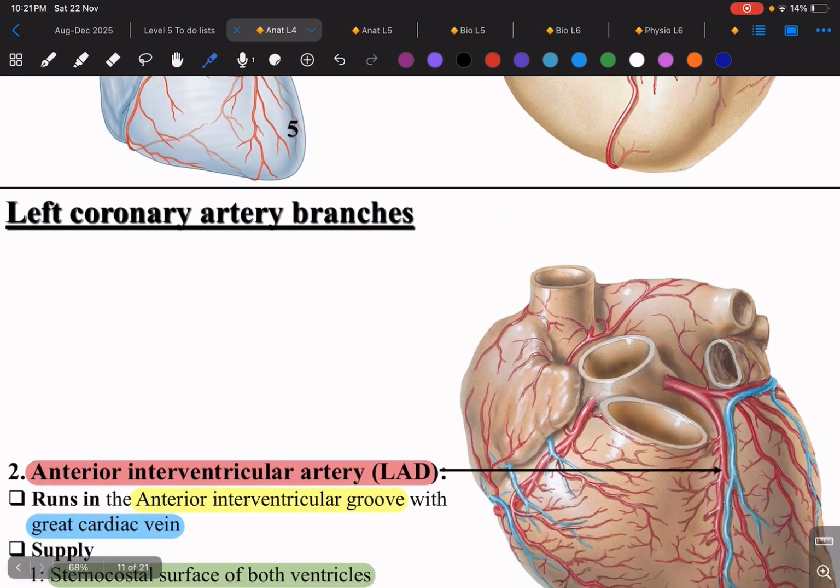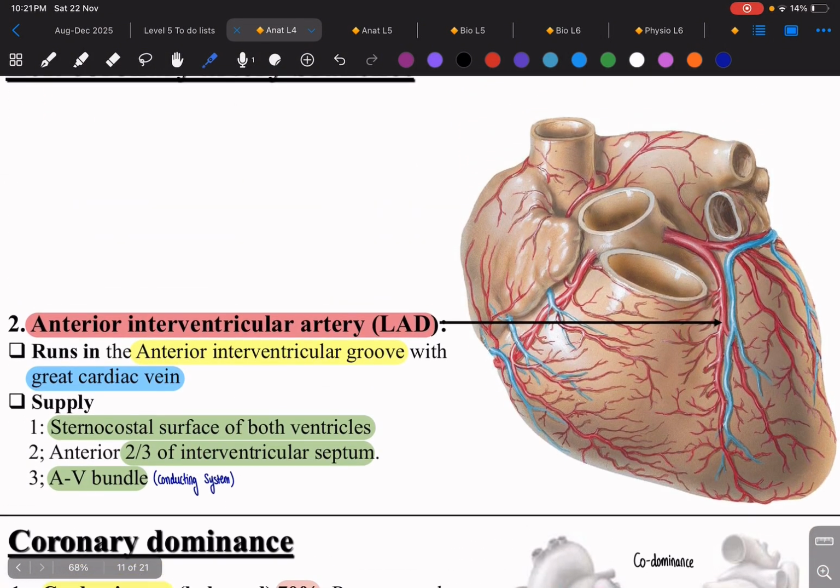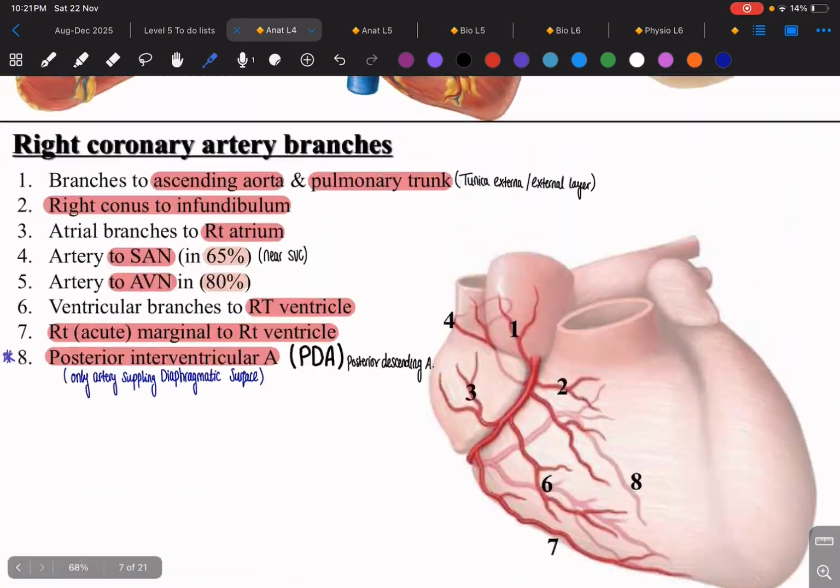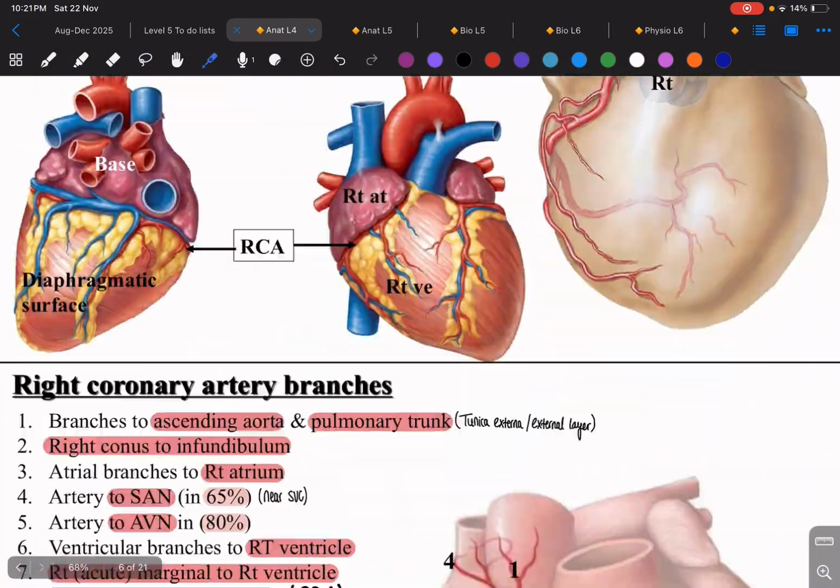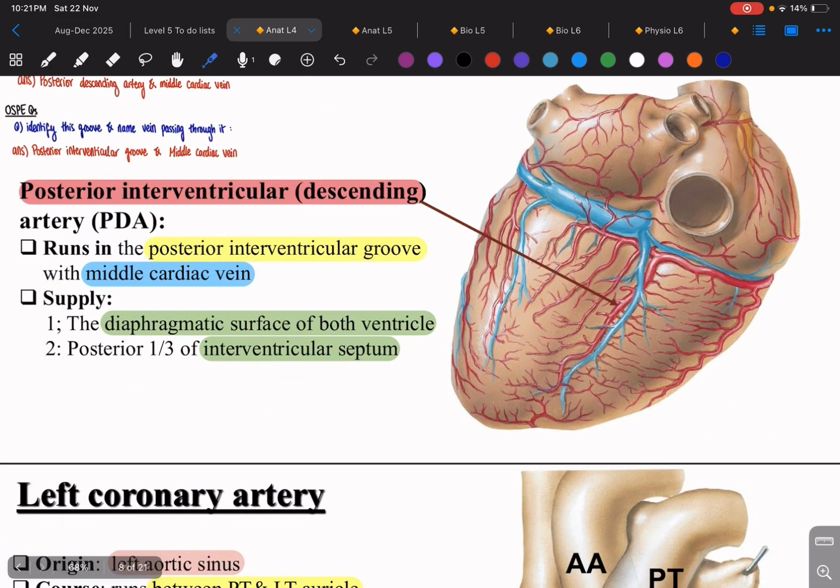Let's move to the second branch, which is the LAD, also known as the anterior interventricular artery. Now, the anterior interventricular artery: here in the posterior one, if you remember, we said, where is it? Here. We said the posterior one is the PDA, posterior descending or posterior interventricular. We said there's a twin with it, which is another vessel known as the middle cardiac vein.